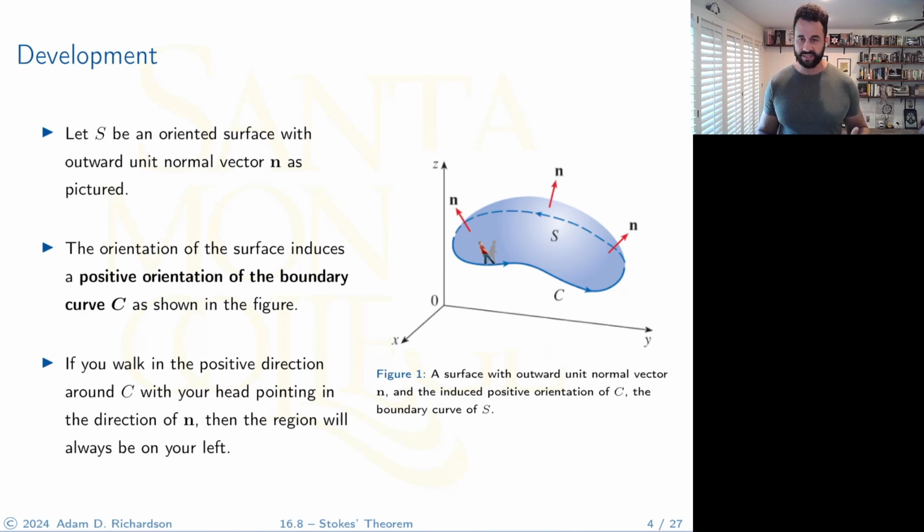Basically the idea is this: if you have a positively oriented curve, and you imagine yourself walking on that curve, your head will be pointing in the direction of the outward unit normal vector, and the region will always be on your left. So for me that's that way, but for you all it's that way. Your curve is positively oriented if the region is always on the left as you walk around the curve with your head pointed in the direction of the outward unit normal vector. That's the basic idea of a positively oriented boundary.